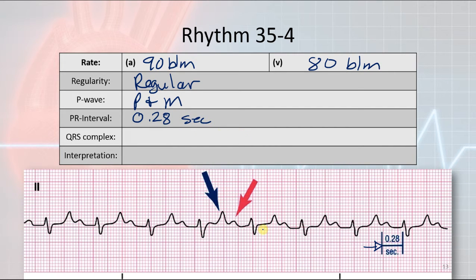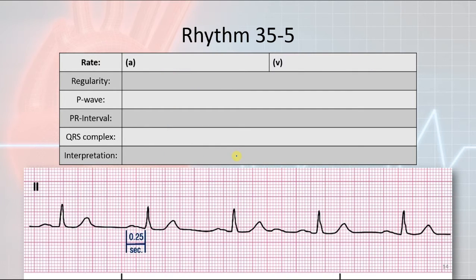The QRS complex does look wide, so let's start right here. There's 1 little box here, 2, 3, 4. So is that right? 4? 1, 2, 3. So it's actually 3. 0.12 second. Interpretation, the PR interval is wide, so we're going to say it's a sinus rhythm because our heart rate is 90 with a first degree heart block.